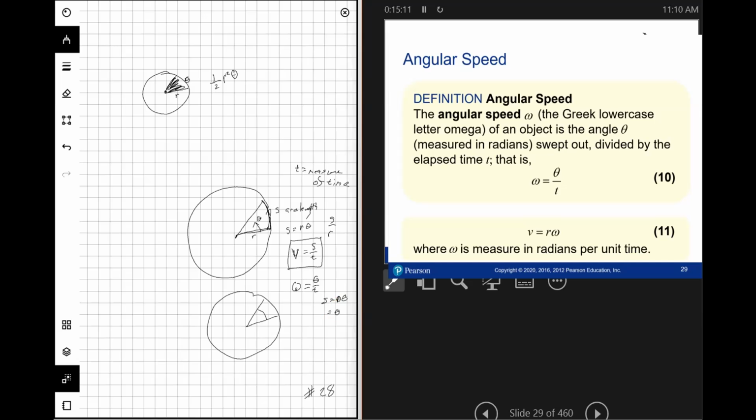Or theta will equal s over r, and I replace theta with s over r over t equals omega. Multiply both sides by r, and I get r theta equals s over t, which is the velocity. So the velocity equals the radius times the angular speed.